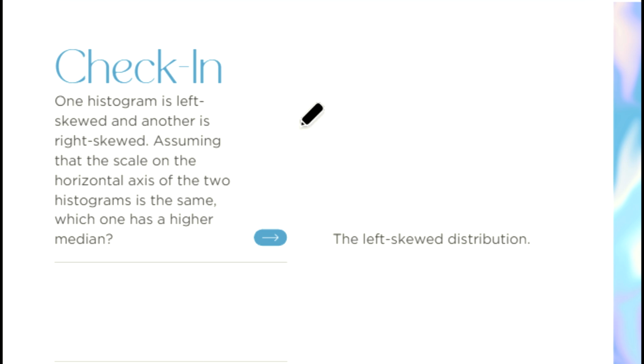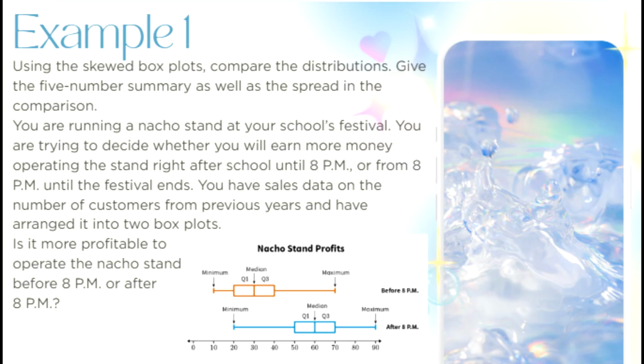Left skewed, because the head, most of the data, is over on the left. That is the best arrow I've ever drawn. Here's example number 1. Using the skewed box plots, compare the distributions. Give the 5-number summary as well as the spread in the comparison. So we need the 5-number summary and the spread.